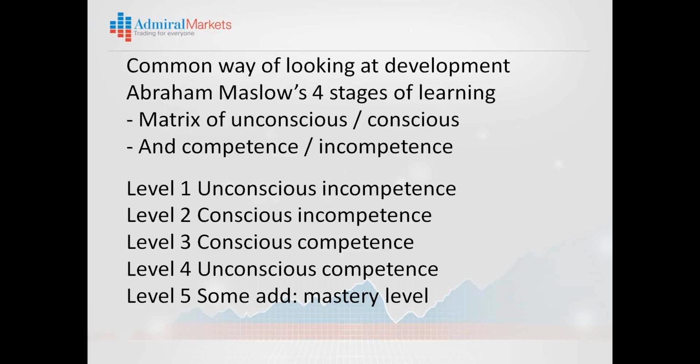Level 2 is conscious incompetence. That's where you at least arrive at the stage that you know what you don't know and what you should start to know to be able to succeed. Level 3 is conscious competence, where you know what you should know. Everything is clear. What you need to succeed is at your disposal, and you can implement it. Level 4 is unconscious competence.